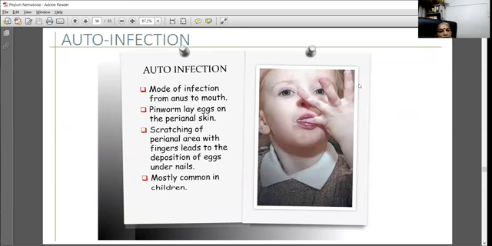Pinworm lays eggs on the perianal area, and scratching with the fingers leads to the deposition of eggs under the nails. Most common in children. See here, now this is how these larvae are entering. This is the area, the anus. You can see these small white pinworms that are hatched out in the perianal skin.